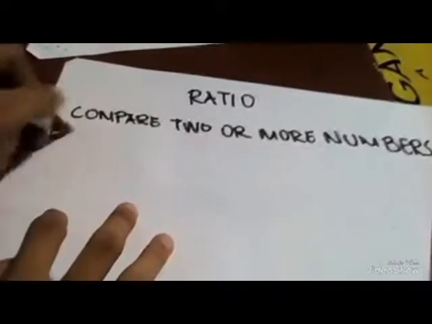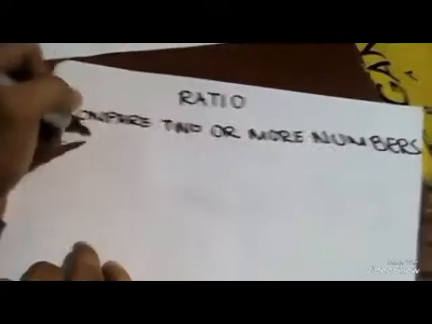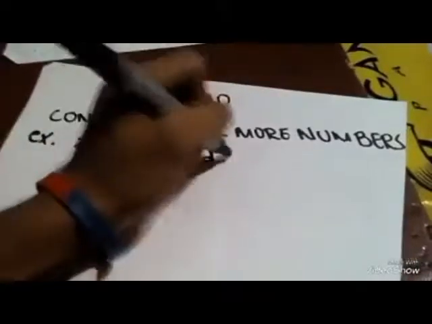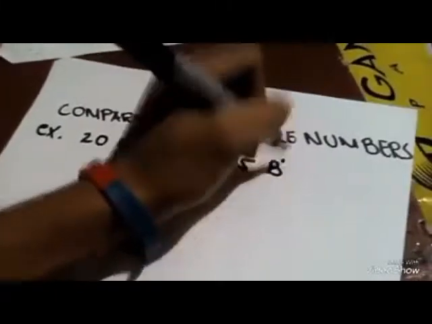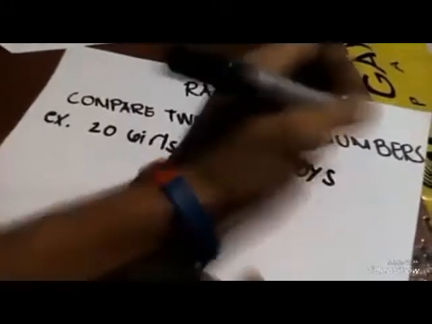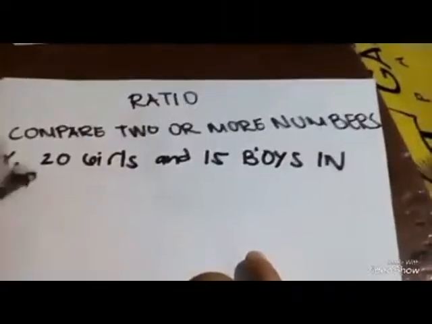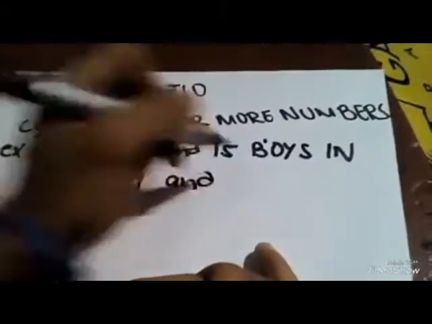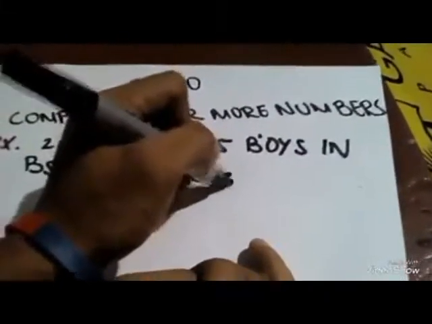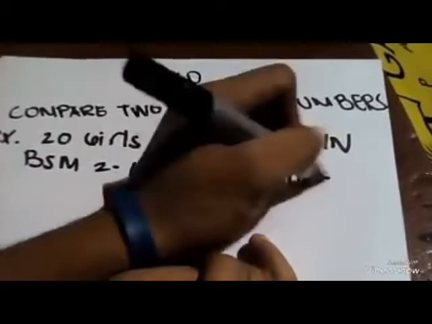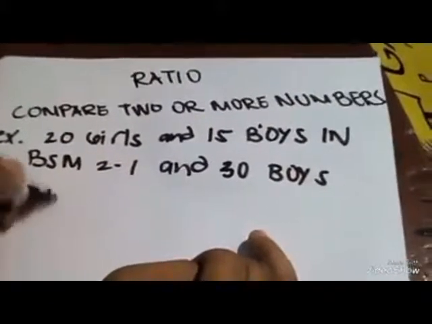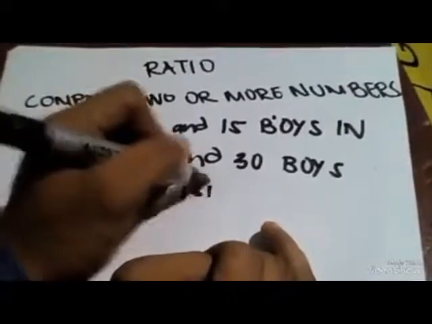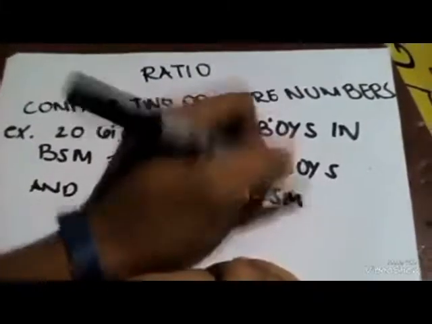For example, 20 girls and 15 boys in BS Math 2-1, and 30 boys and 20 girls in BS Math 2-2.